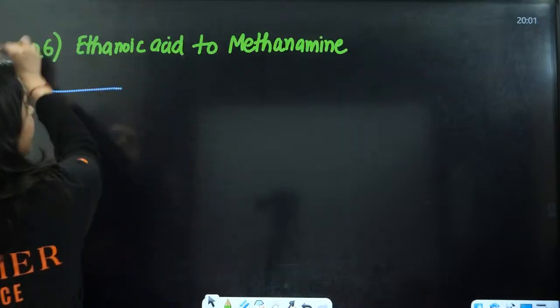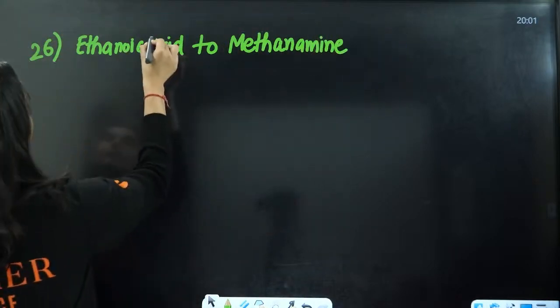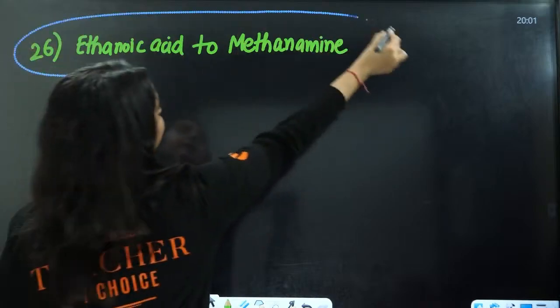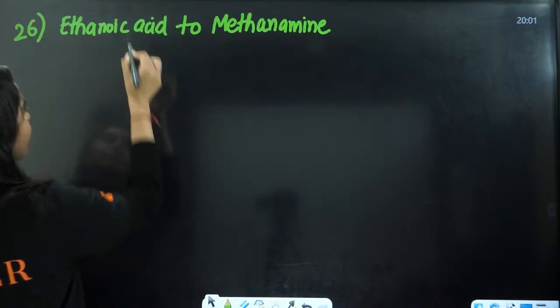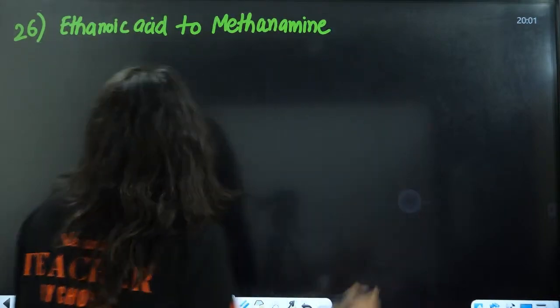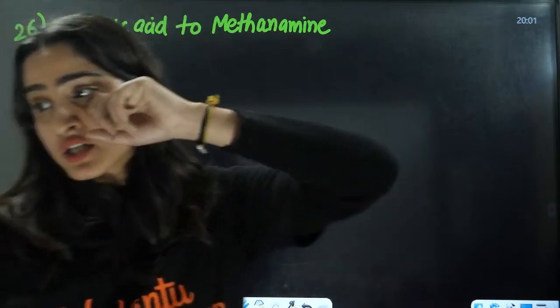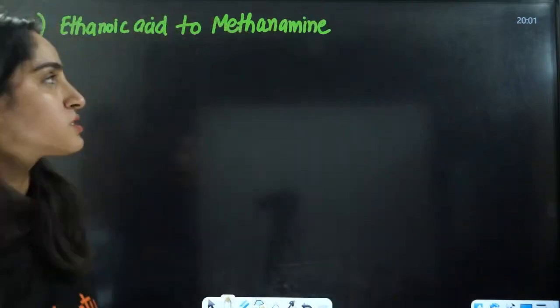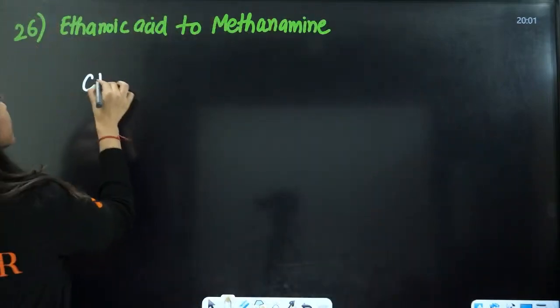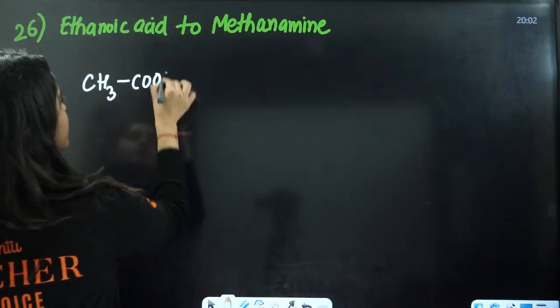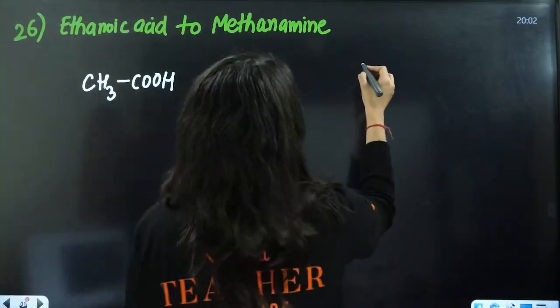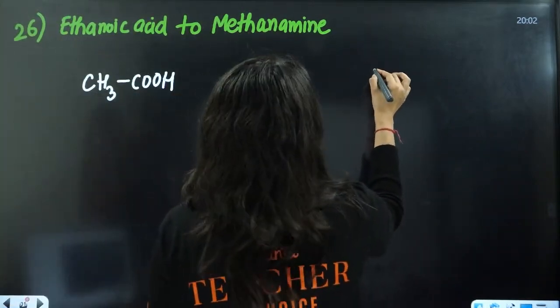Next is ethanoic to methanamine. Everybody, ethanoic to methanamine. We're just left with 5 more reactions. Now, ethanoic, that is CH3COOH, is converted into methanamine. This is methanamine.